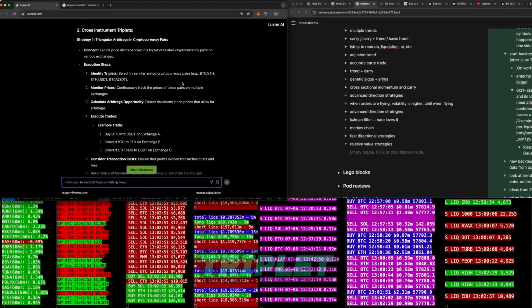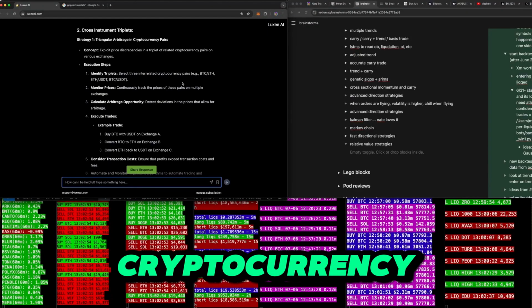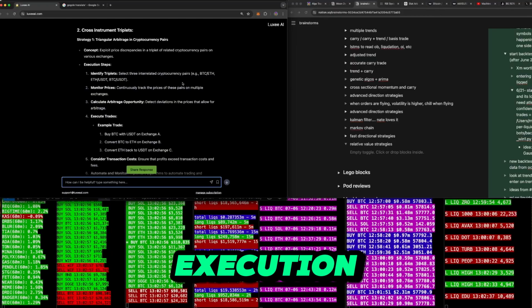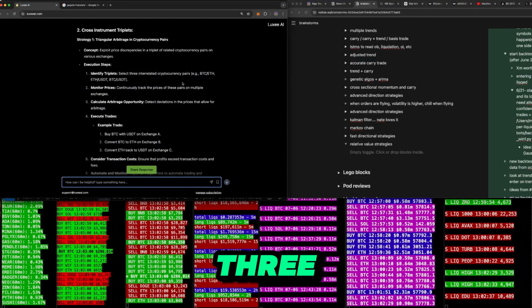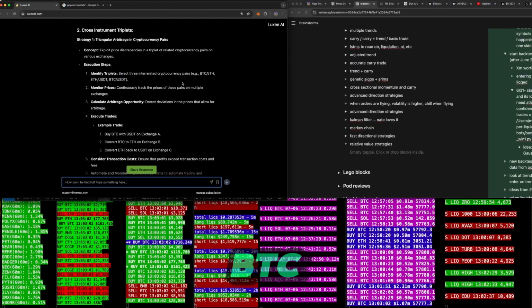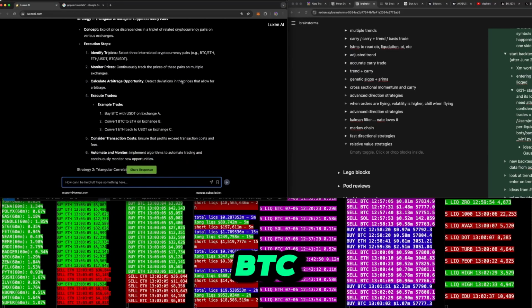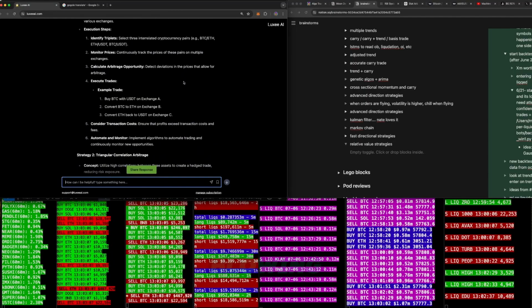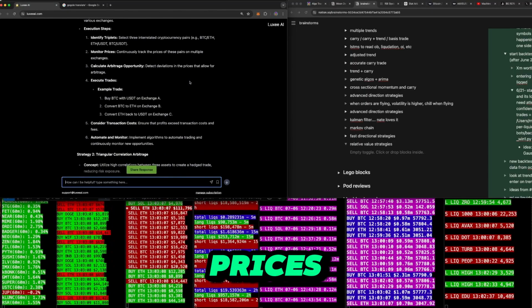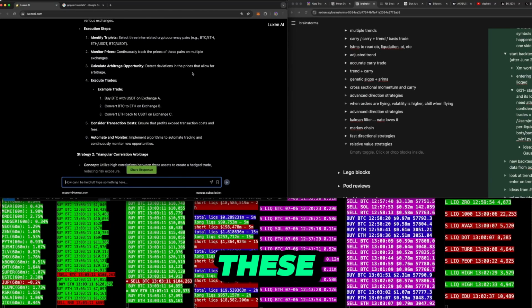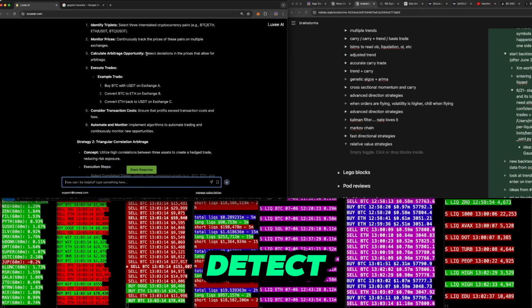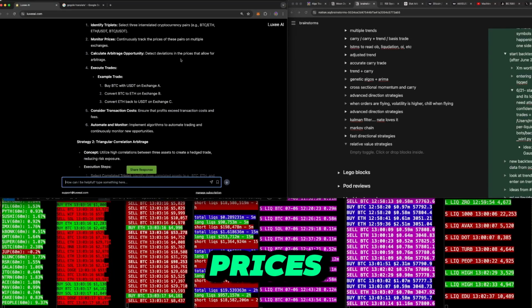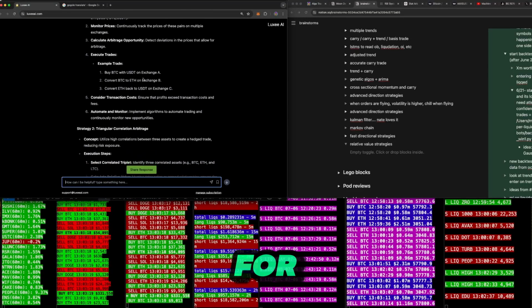Discrepancies in a triplet of related cryptocurrency pairs on various exchanges. The execution steps to identify the triplets. Select 3 interrelated cryptocurrency pairs like BTC/ETH, ETH/USD, and BTC/USDT. This is some mind-blowing stuff. Monitor prices. Continuously track the prices of these pairs on multiple exchanges. Detect deviations in the prices that allow for arbitrage.